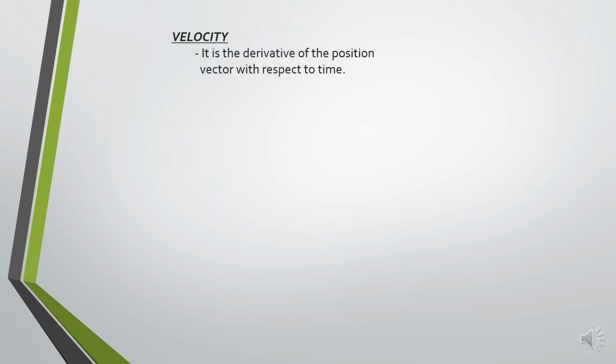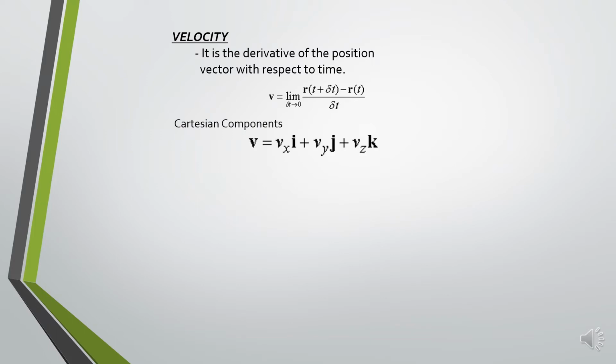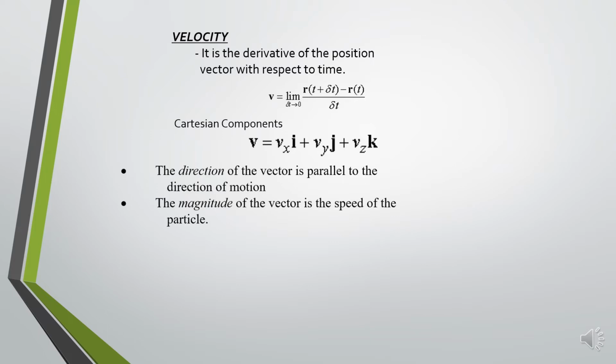Next is velocity. By definition, velocity is the derivative of the position vector with respect to time. Velocity is a vector, therefore it can be expressed in terms of its Cartesian components. v is equal to vx i plus vy j plus vz k. We can visualize a velocity vector as follows. The direction of the vector is parallel to the direction of motion. The magnitude of the vector is the speed of the particle, for example, in meters per second.